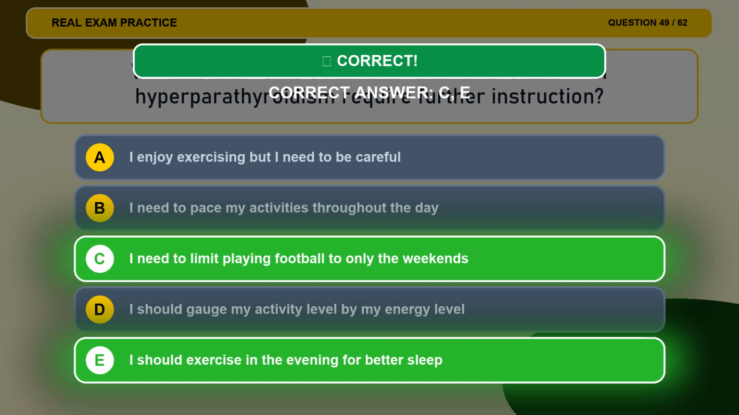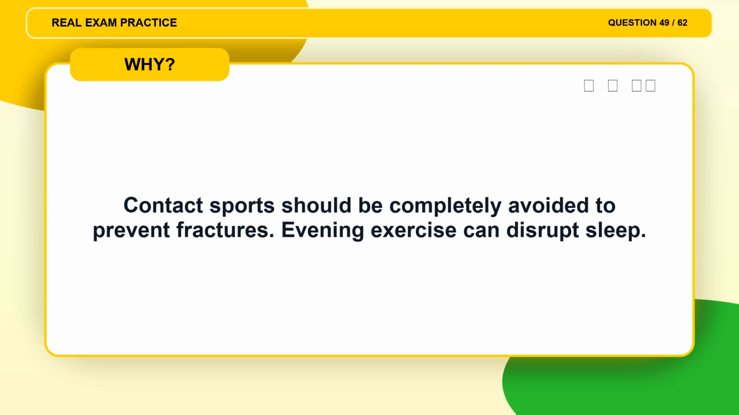The correct answers are options C and E. I need to limit playing football to only the weekends. I should exercise in the evening for better sleep. Contact sports should be completely avoided to prevent fractures. Evening exercise can disrupt sleep.